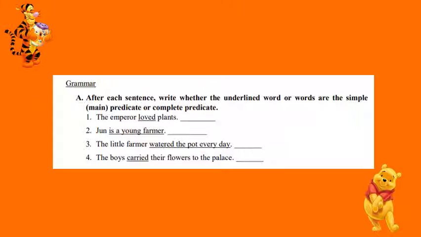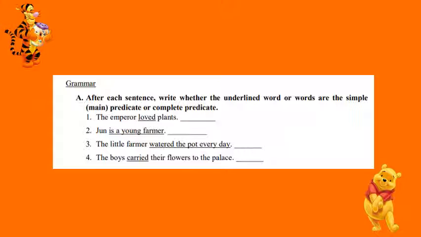So guys, let's start with exercise A in the grammar. Exercise A says, after each sentence, write whether the underlined word or words are the simple main predicate or complete predicate. So we have to know if the underlined word is simple predicate or the complete predicate. Again, I remind you, the simple predicate is only the main verb used in the predicate to talk about the subject, while the complete predicate is the verb with other words that talk about the subject.